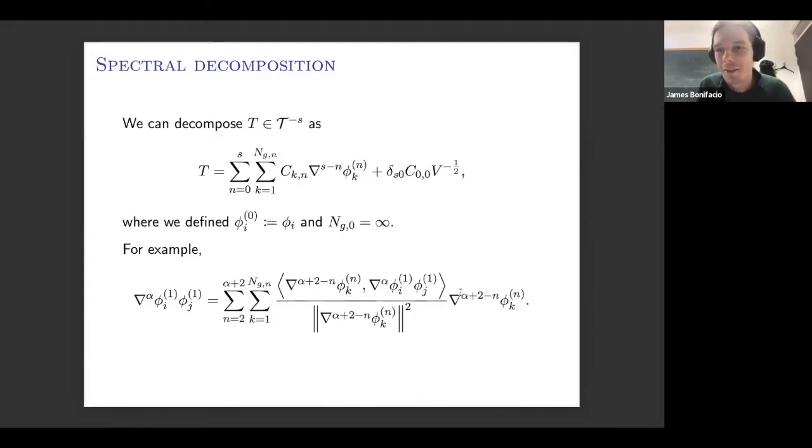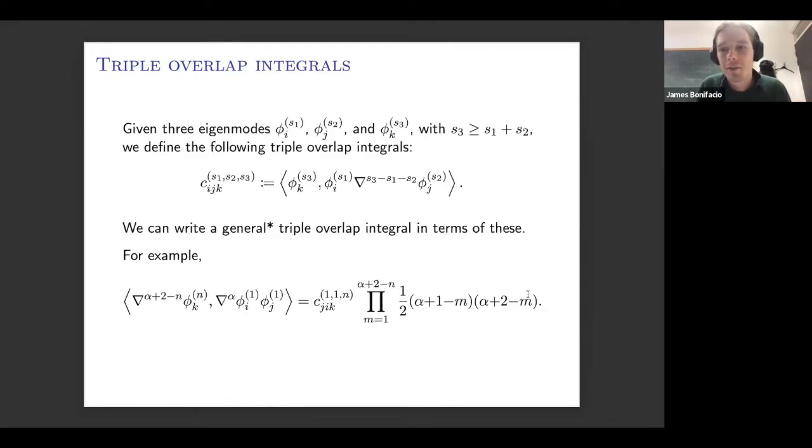So I'm just expanding in the spaces of derivatives of holomorphic S differentials and eigenfunctions. Earlier I defined these triple overlap integrals of 3 eigenfunctions. Here I want to generalize that to talk about triple overlap integrals of eigenfunctions and holomorphic S differentials. So given 3 eigenfunctions or holomorphic S differentials, phi i, phi j, phi k, with rank S1, S2, S3, where S3 is greater than or equal to S1 plus S2, I can define the following triple overlap integral.